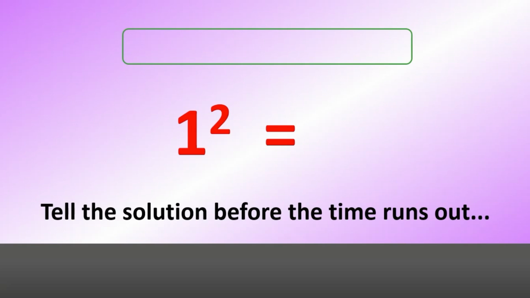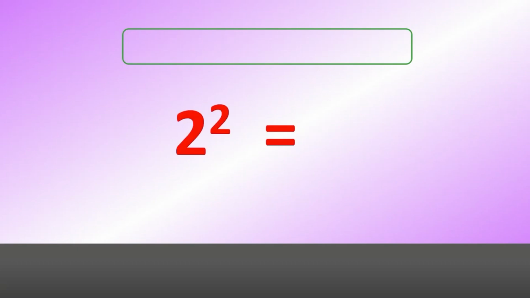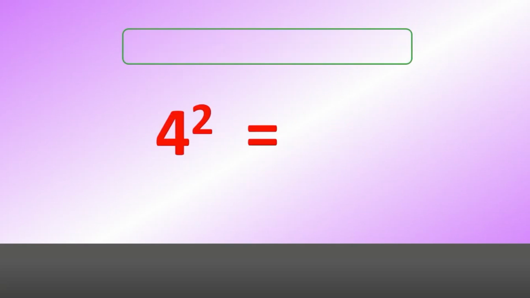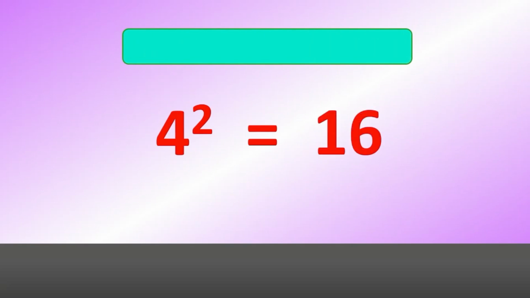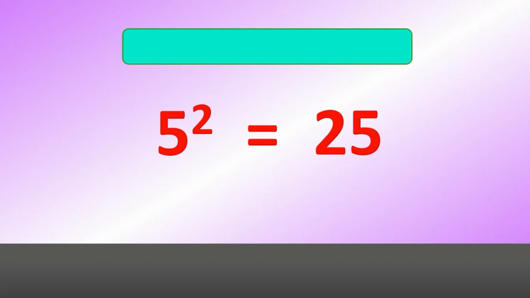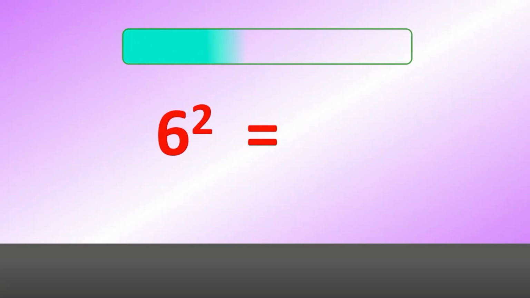1 squared is 1. 2 squared is 4. 3 squared is 9. 4 squared is 16. 5 squared is 25. 6 squared is 36. 7 squared is 49.